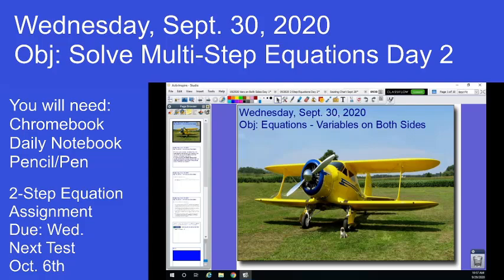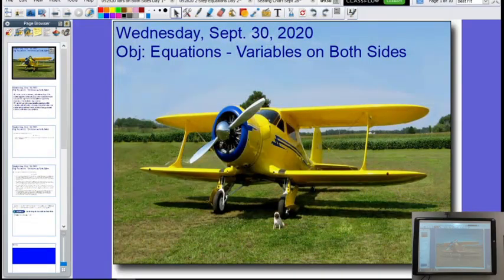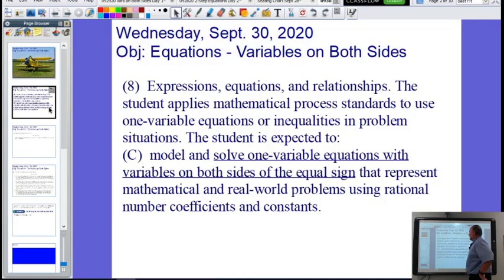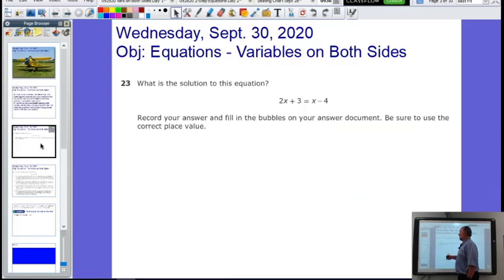So let's dive into this lesson. Yesterday we talked about 2-step equations and multi-step equations, and we found out that the standard that we're working on in 8th grade is to model and solve one variable equations with variables on both sides of the equal sign, and that's why we're doing this. Okay, so let's look at a warm-up question. Look at a STAR question that involves this very concept.